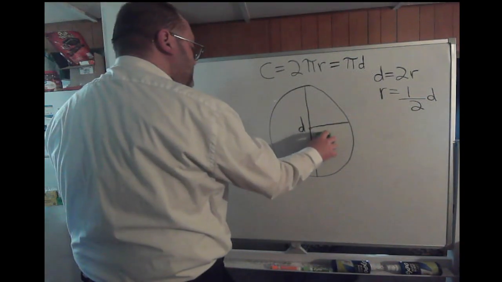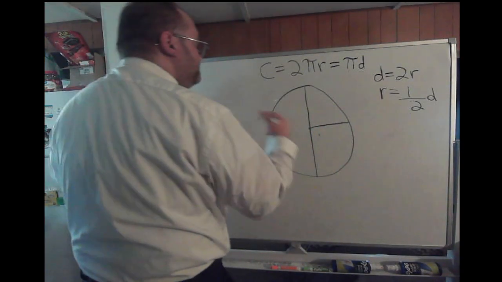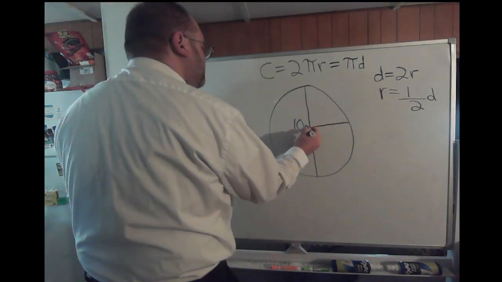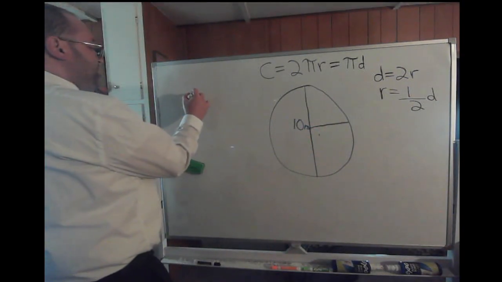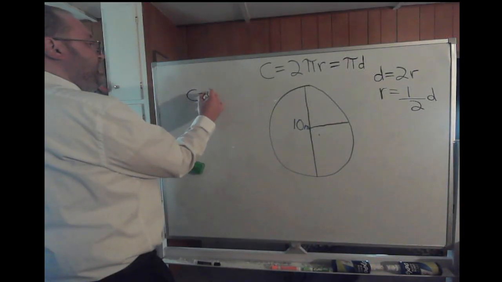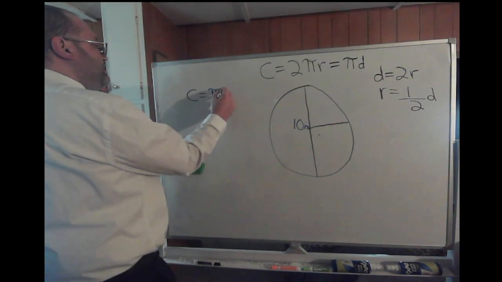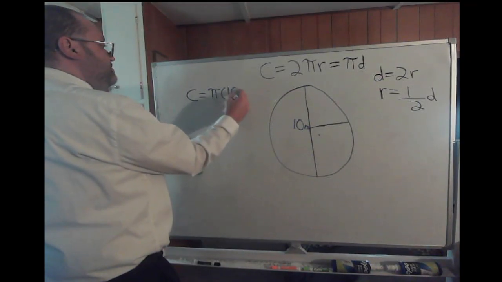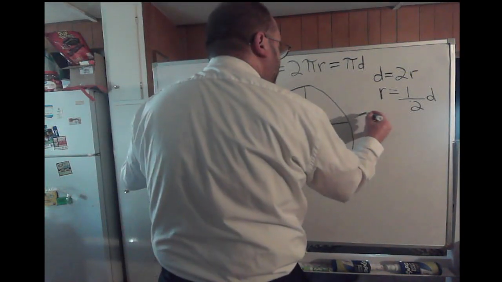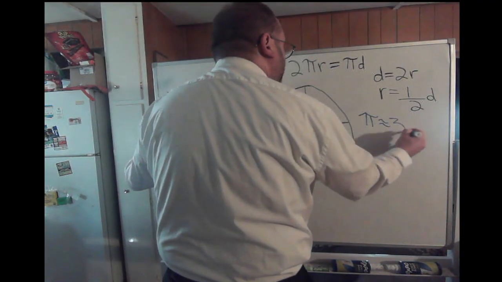So let's say we have a diameter of 10 meters. We have the diameter of 10 meters. We want to find the circumference. The circumference would be equal to, we can do pi times the 10 meters. For those who don't remember, pi is approximately equal to 3.14.